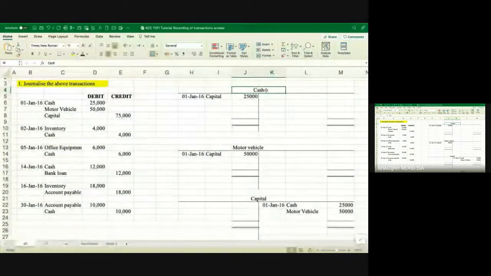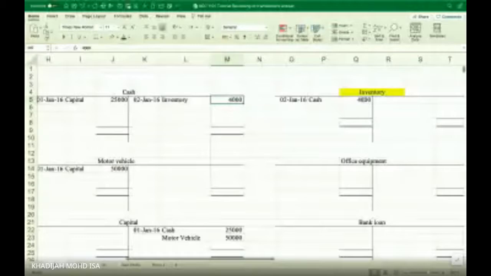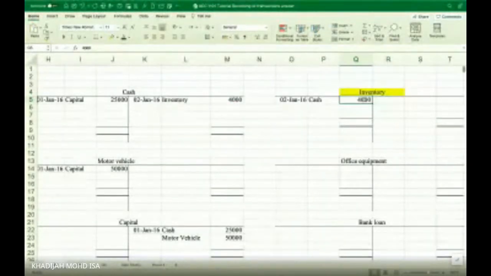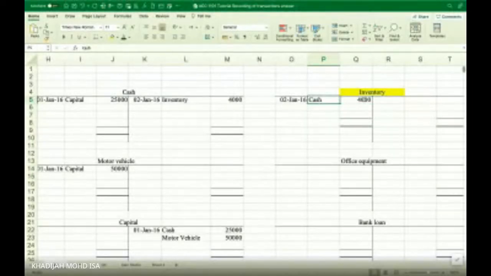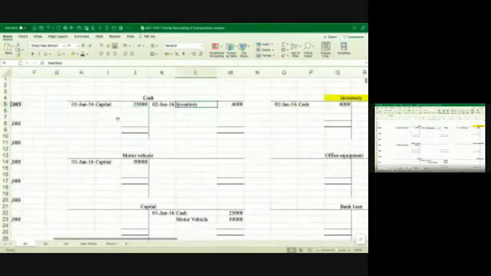You don't have cash 1, cash 2, unless later when you do a bank account, you may have bank 1, bank 2, bank 3. So that one you have to open separately. But for cash, normally you only have one account, cash. So whenever you have a credit cash, then you're going to credit that account. So you're going to put that credit for 4,000. Similarly, if you look at the description here for the inventory account, you have 4,000, and what are the accounts involved? Cash. So you know that based on inventory, the double entry is inventory and cash account. So if you look at here, you see cash is paid for inventory purpose.